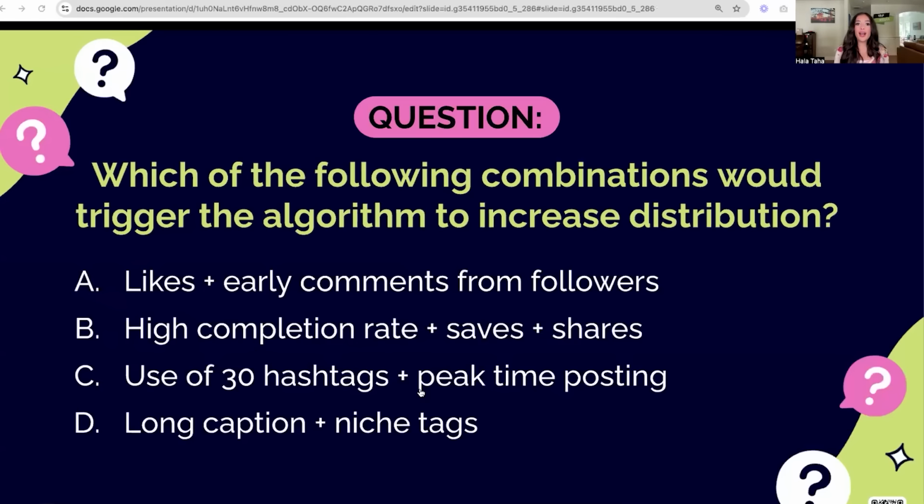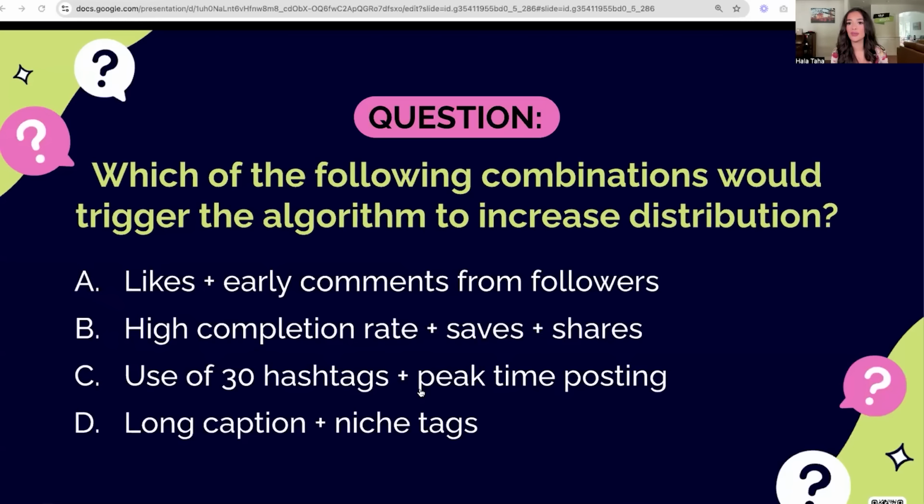Okay, which of the following combinations would trigger the algorithm to increase distribution? A, likes and early comments from followers. B, high completion rate, saves and shares. C, use of 30 hashtags plus peak time posting. D, long caption and niche tags.